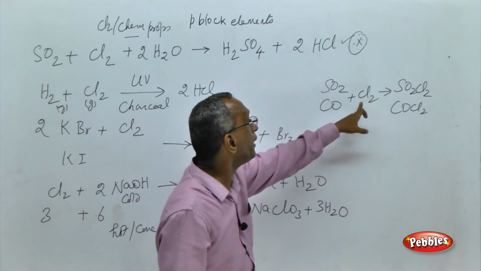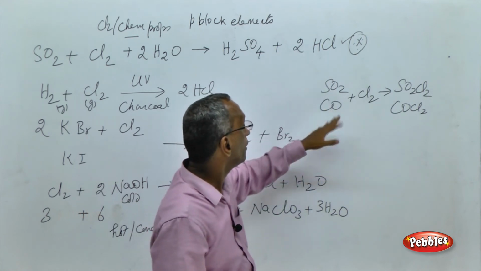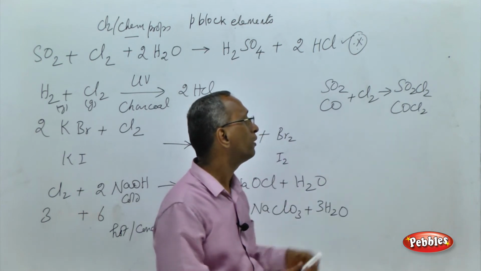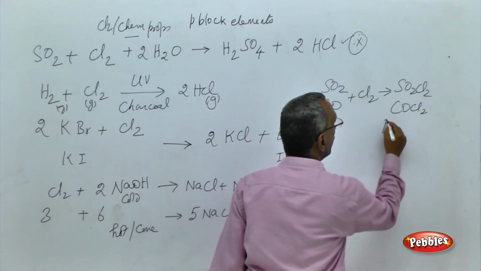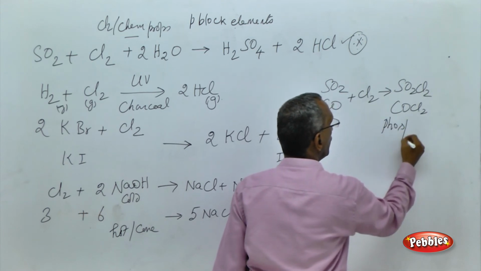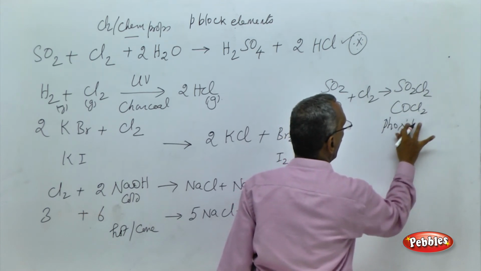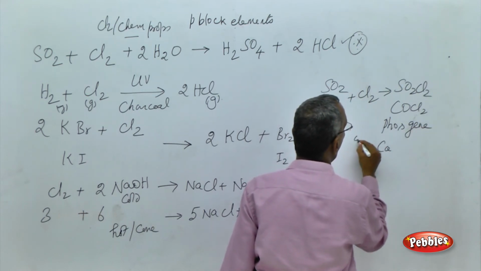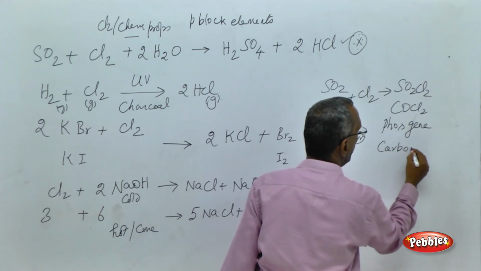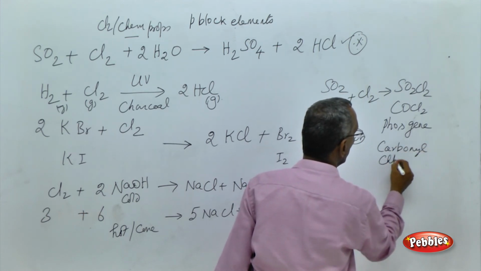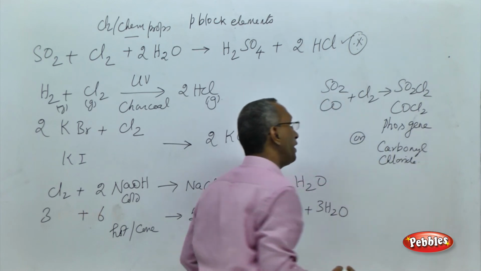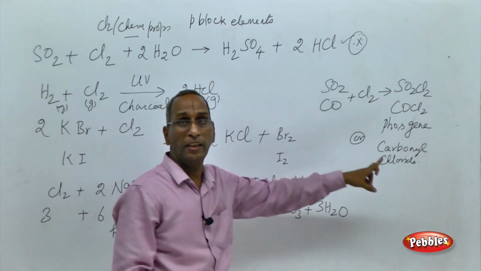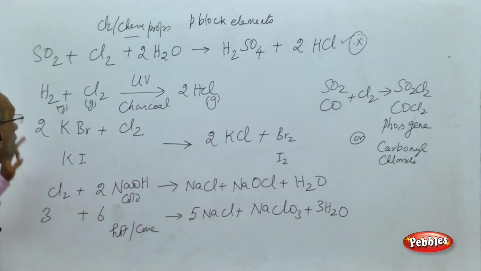Similarly, carbon monoxide reacts, all are gases. Carbon monoxide reacts with chlorine, it forms phosgene, or carbonyl chloride. This compound is called phosgene, or it is called carbonyl chloride. You are aware of this. This reaction's importance will be studied in organic chemistry in detail. So sulfuryl chloride and carbonyl chloride, these are the important reactions.